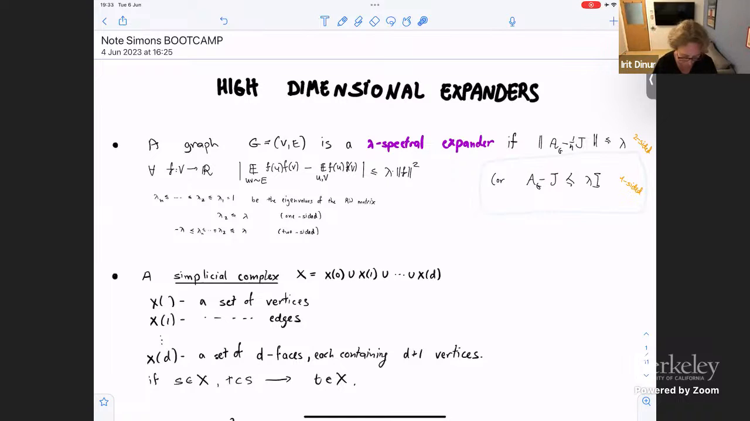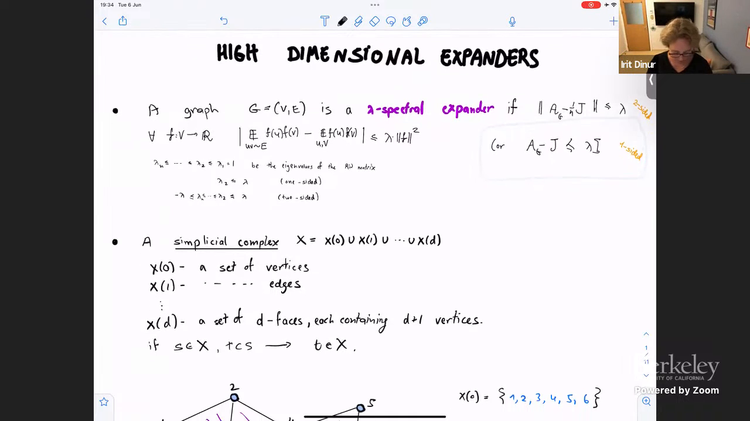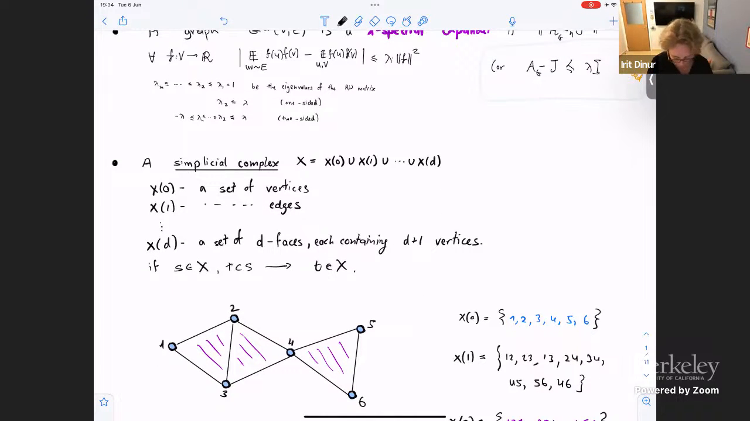We're looking at a simplicial complex, which has a set of vertices X0, and then a set of edges X1, and so on, up to a set of d-faces X sub d. And a d-face is just a set of d plus 1 vertices. And the property of a simplicial complex is that if you have some face S in X, then if T is some subset of S, T must also be in X. So in other words, you have a collection of d plus 1 sets, and every subset of them is also included in your simplicial complex. It's like a hypergraph where you close downwards. And we will soon see why we like this downwards closure property.